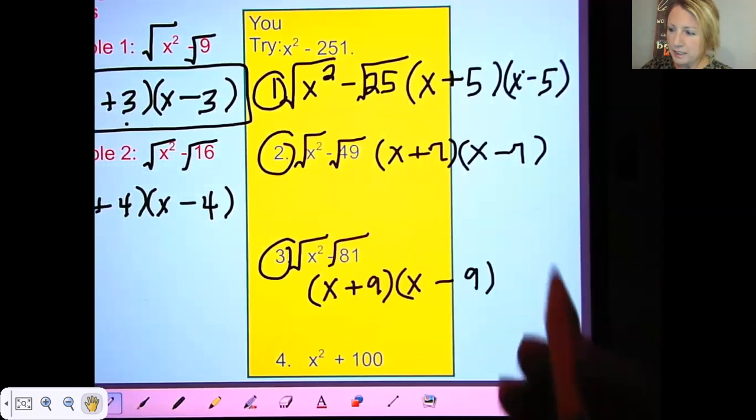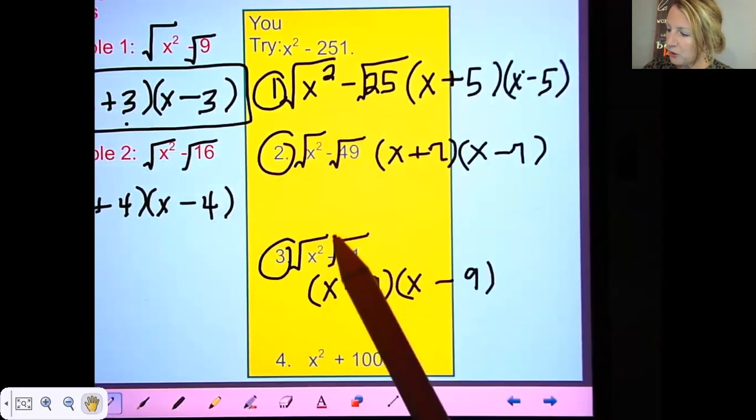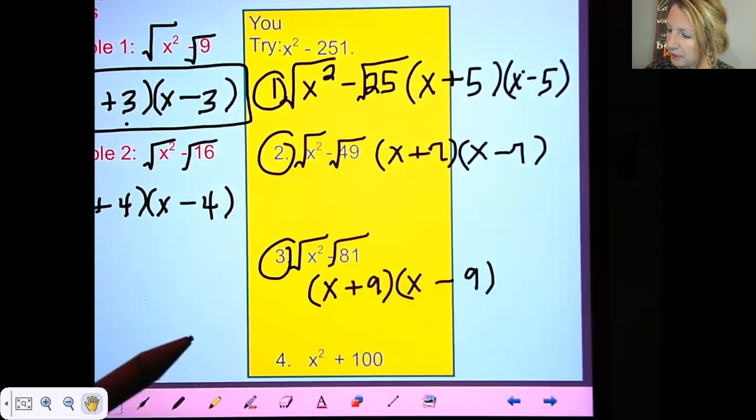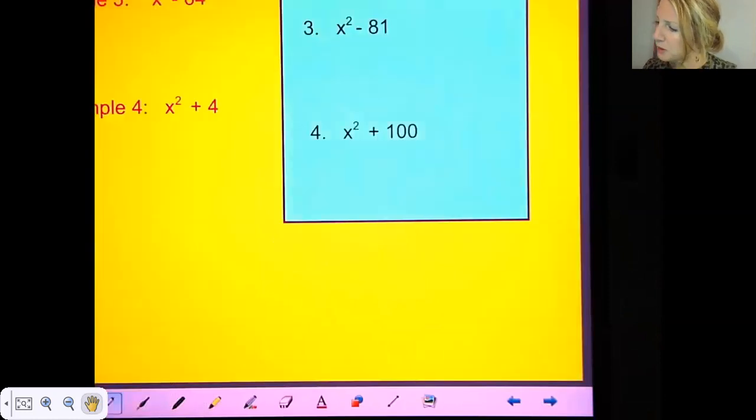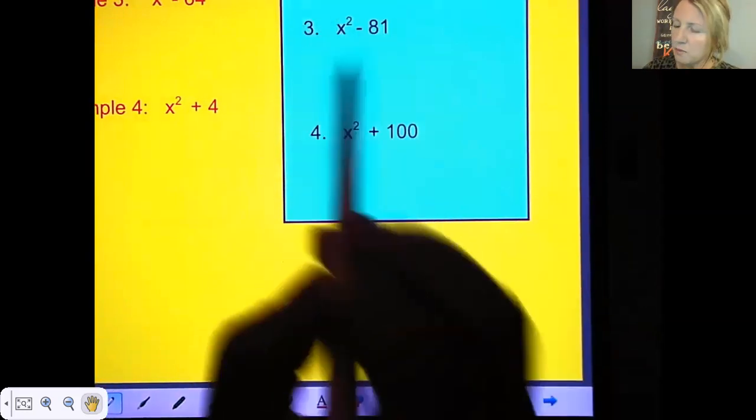Okay, so we've covered examples 1 and 2, and then you guys have tried 3. So let's take a look at my next screen. I think I may have messed my slides up a little bit. That's okay. All right, so number 3, you've already done this one, so we won't do that one again.